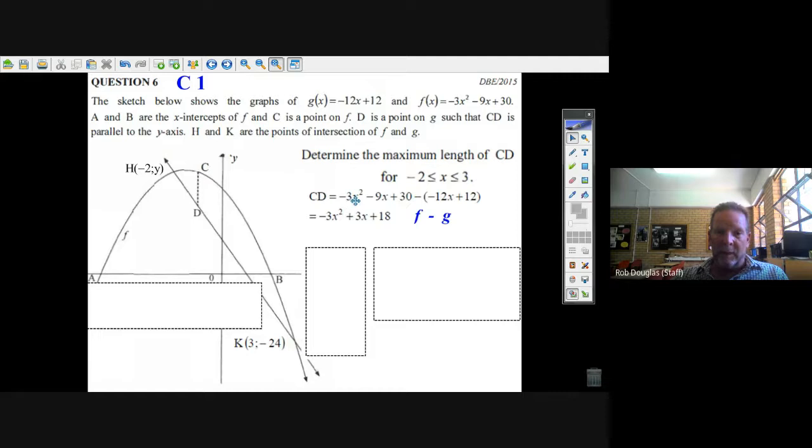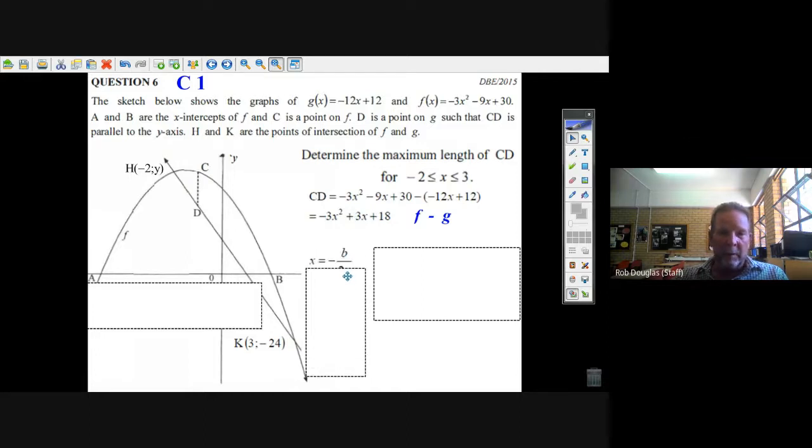You go minus 3x squared, there's no other x squared, but minus 9x minus minus 12 is plus 12, so that's why it's plus 3x. 30 minus 12 is 18. Well, this is a new parabola. This is a new function that's telling us the difference between C and D. We care about where it's maximum. So we'd like to know the top, the maximum value of this parabola.